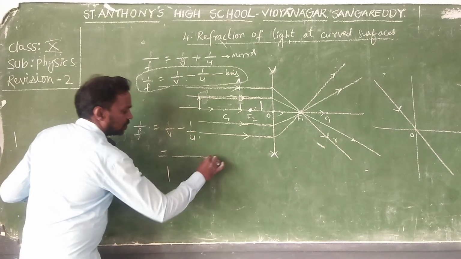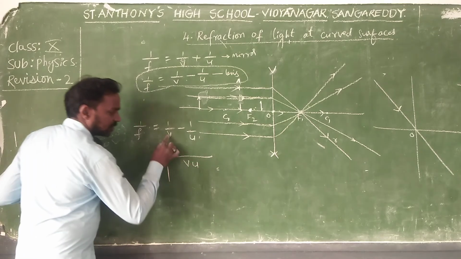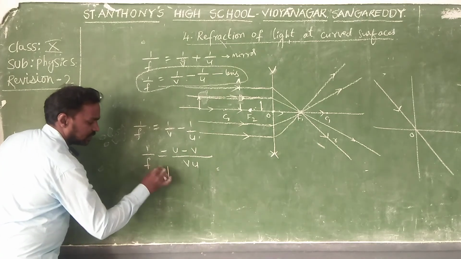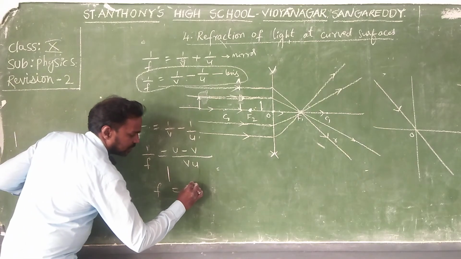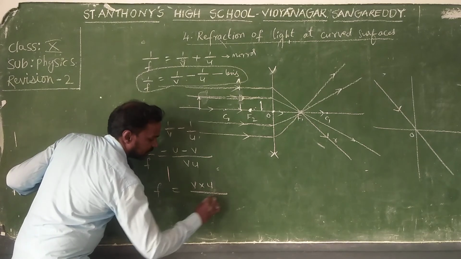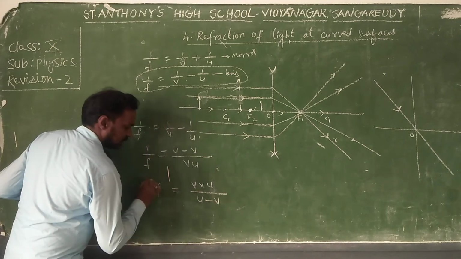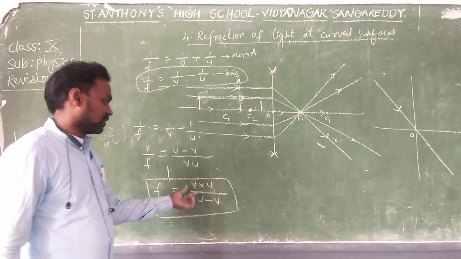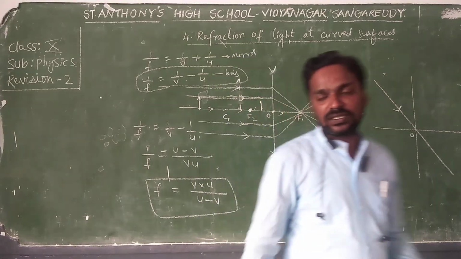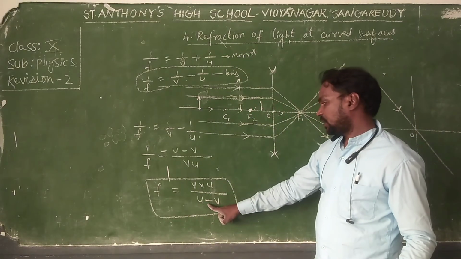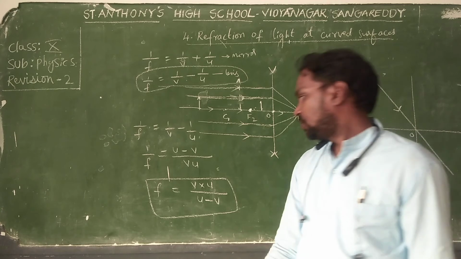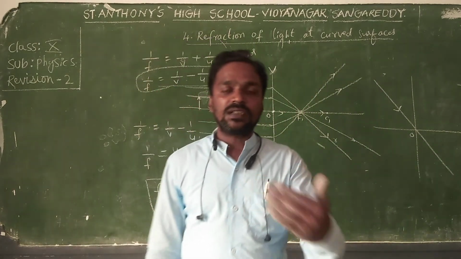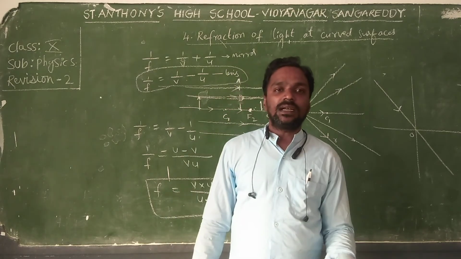Try to take the LCM. V cancels. U minus V, you get 1 by f. Now if you want f, f is equal to V into U divided by U minus V. This is the formula for lenses. That is the mirror, this is the lenses. So image distance into object distance divided by object distance minus image distance will give you the focal length of that particular substance. Like that we can go on simplifying the formula so that we get the answers.